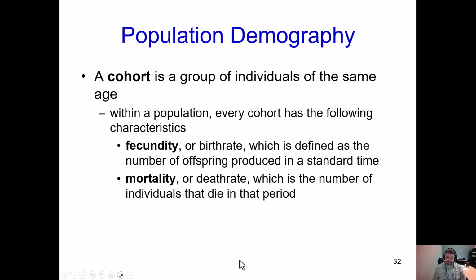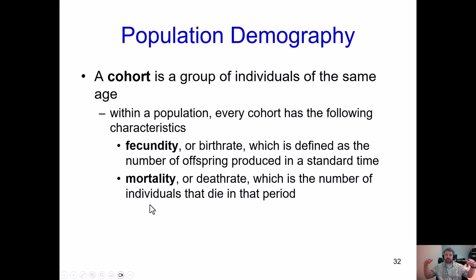Okay, and so when we look at cohorts, we can characterize them not just by their age, but what's going on in that cohort. Maybe young cohorts have low fecundity, but also low mortality. Okay? Maybe as they age, they have higher fecundity, but with that, you have an increase in mortality. Okay?